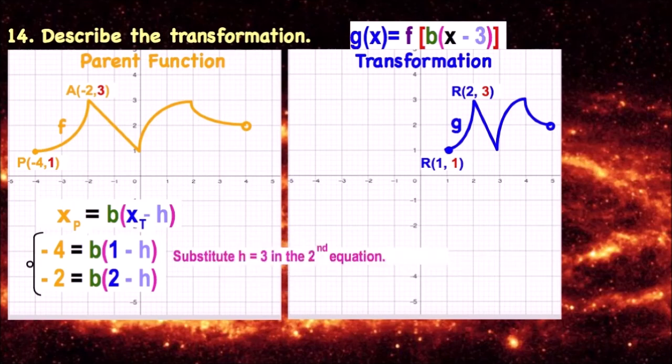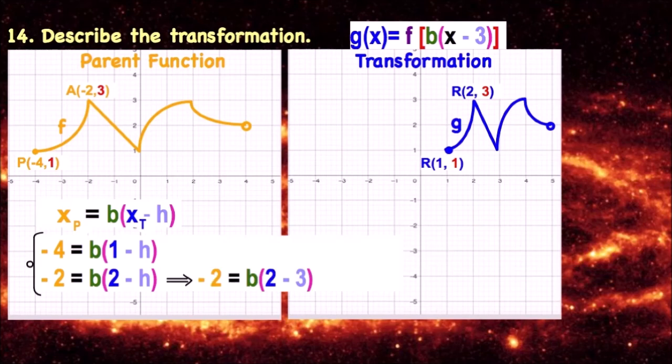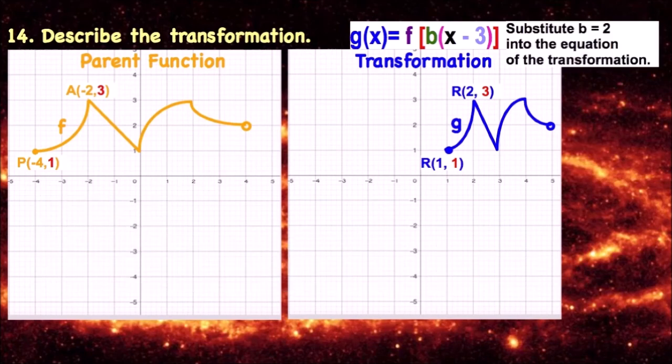Substitute h equals 3 in the second equation. Thus, -2 equals b times the quantity 2 minus 3. Equivalent to negative b equals negative 2. Equivalent to b equals 2. Substitute b equals 2 into the equation of the transformation.